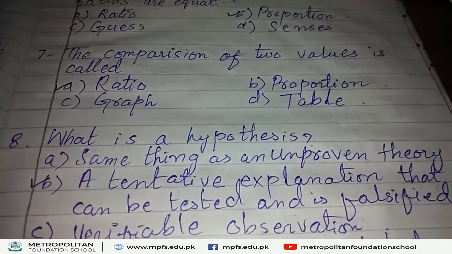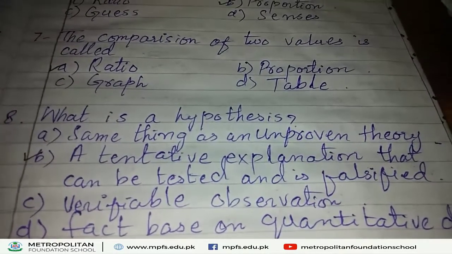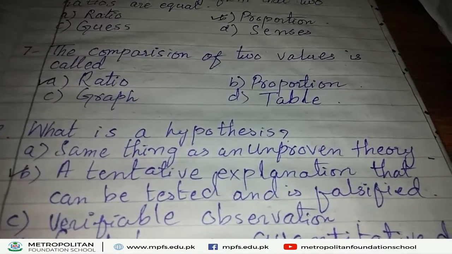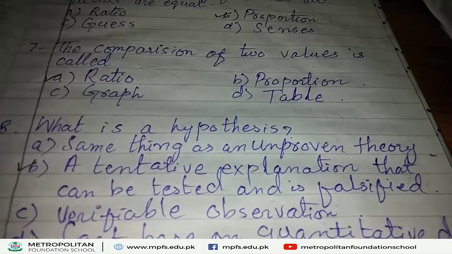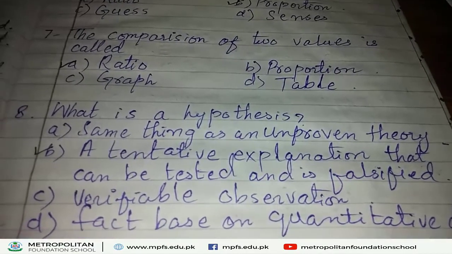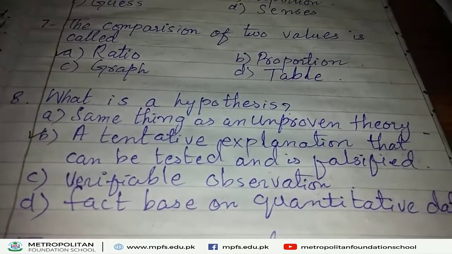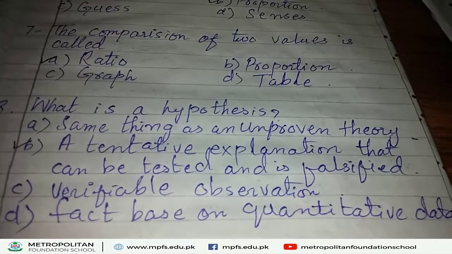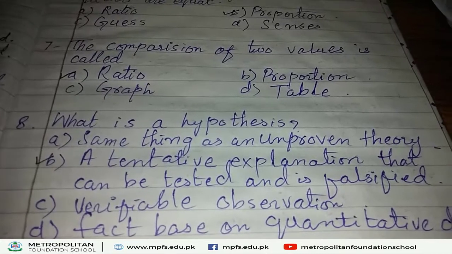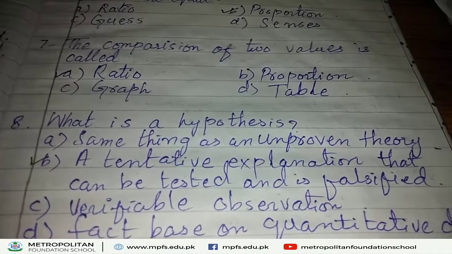Okay. Now move next. What is a hypothesis? Option A, something as an unproven theory. Option B, a tentative explanation that can be tested and is falsified. Option C, verifiable observation, and option D, fact based on quantitative data. So, hypothesis is a tentative explanation that can be tested and is falsified.